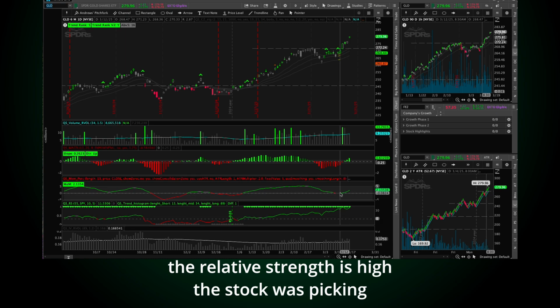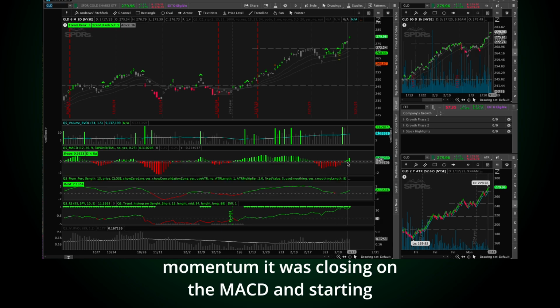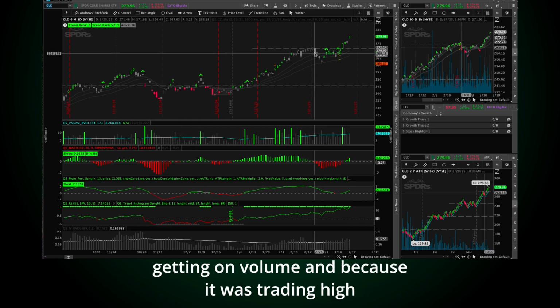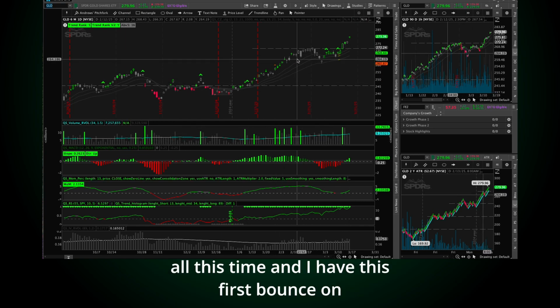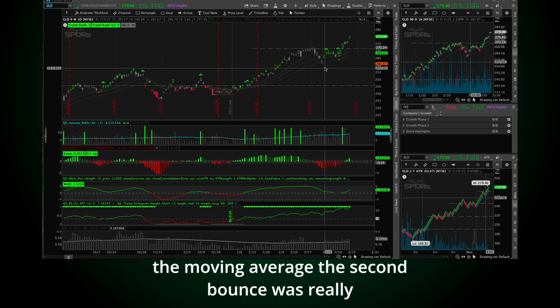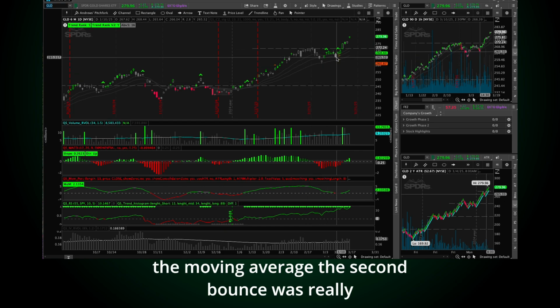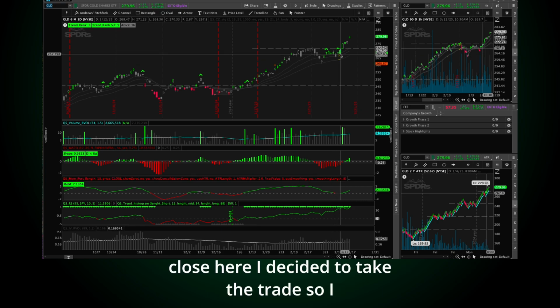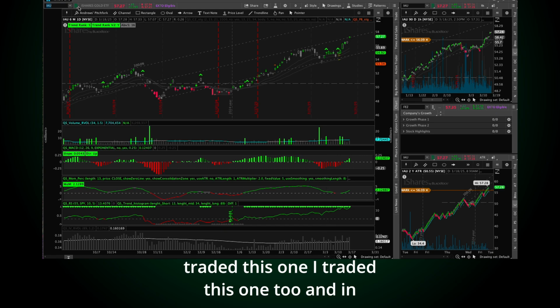The stock was picking up momentum. It was closing on the MACD and starting to get volume. And because it was trading high all this time, and I had this first bounce on the moving average, the second bounce was really close here. I decided to take the trade. So I traded this one. I traded this one too.